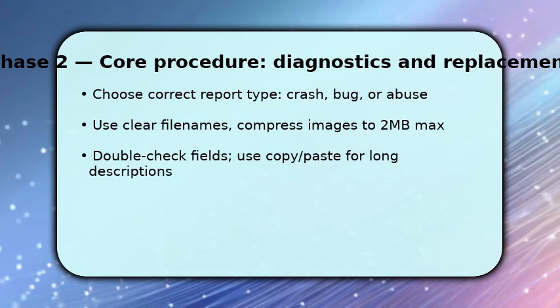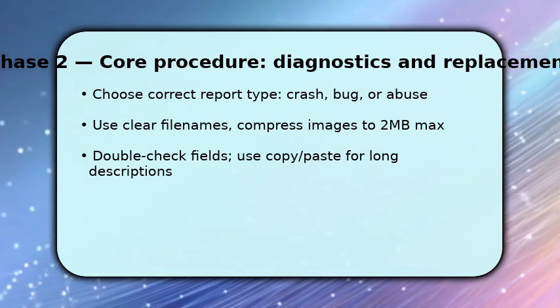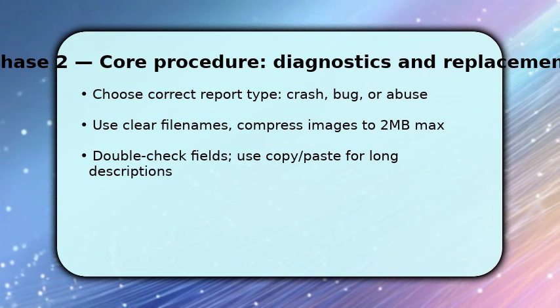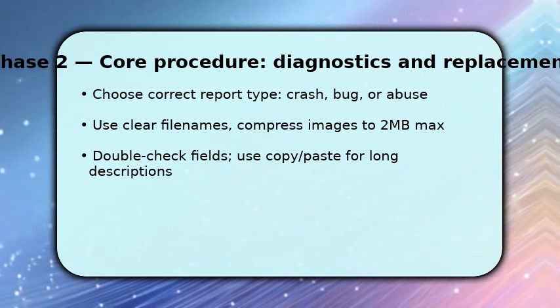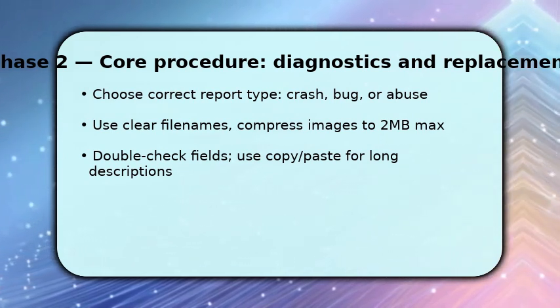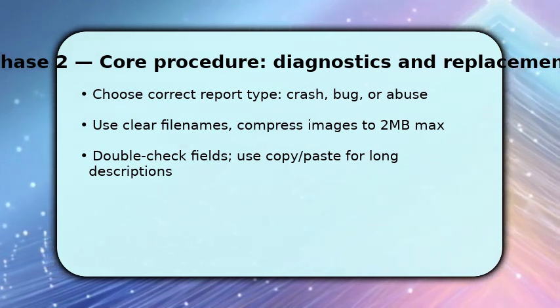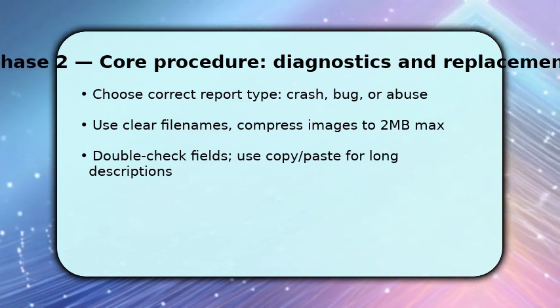Once inside the report form, pick the exact report type. Crash versus bug changes required fields, so choose carefully. Then describe what happened in plain steps. Reproduce sequence, expected result, actual result. This helps reviewers triage faster.